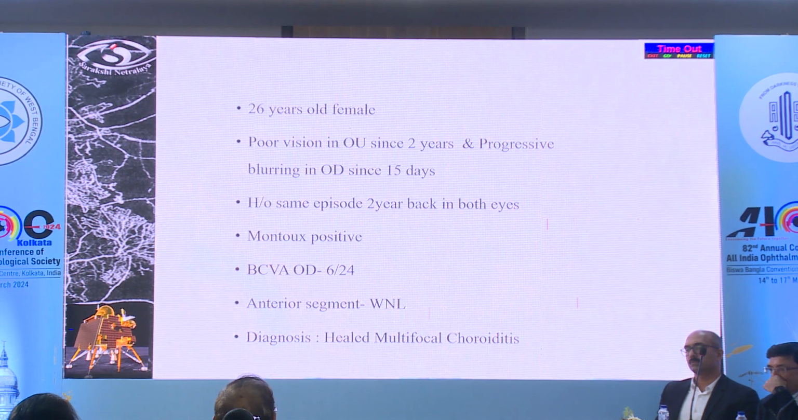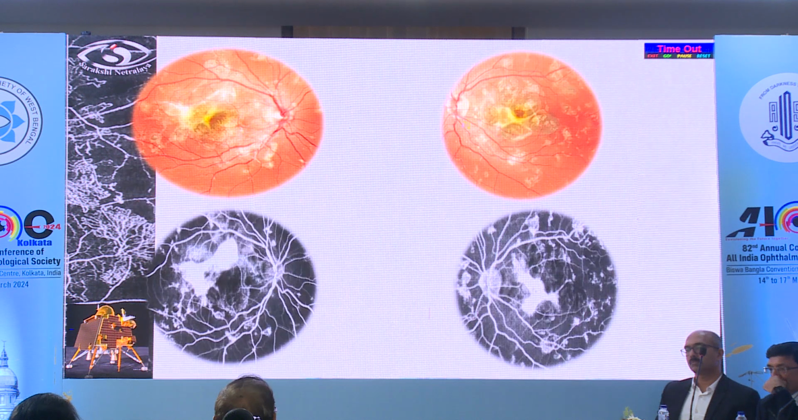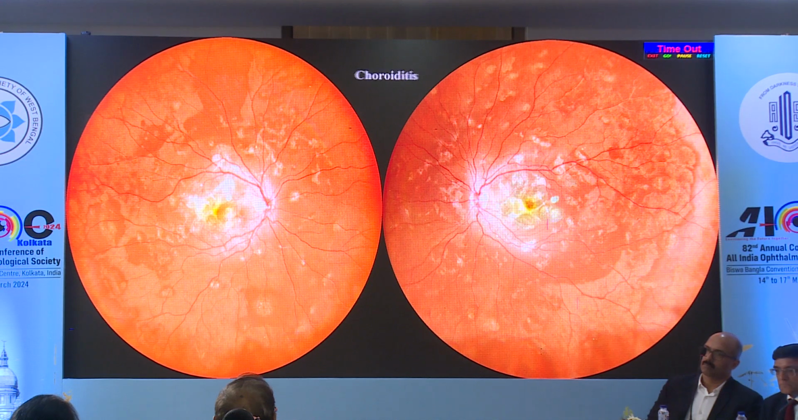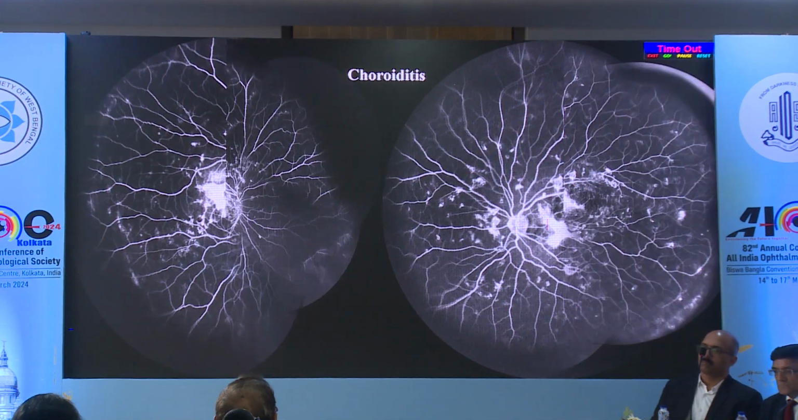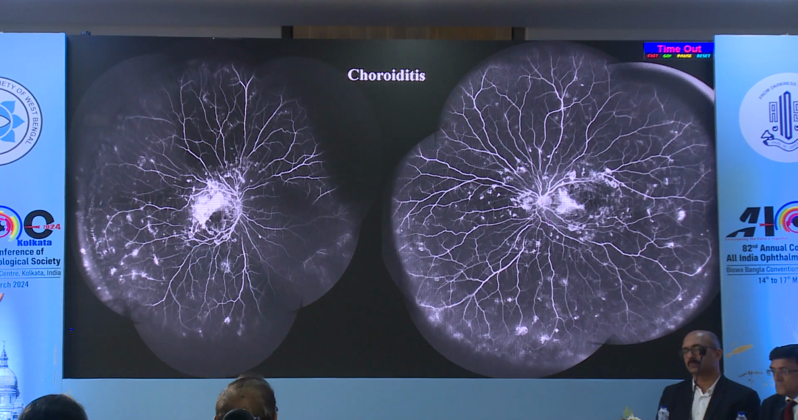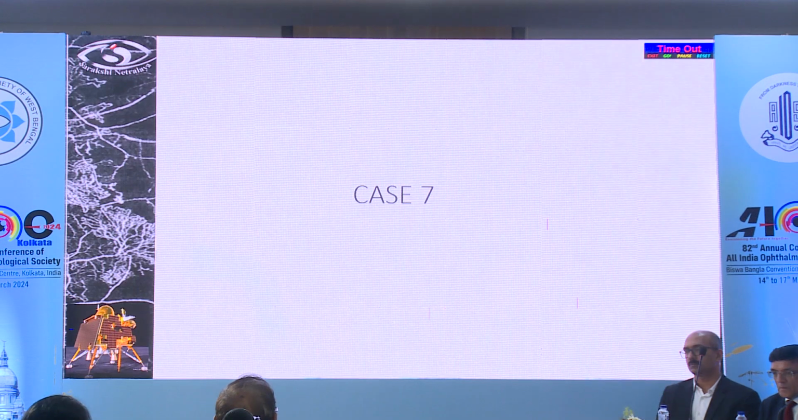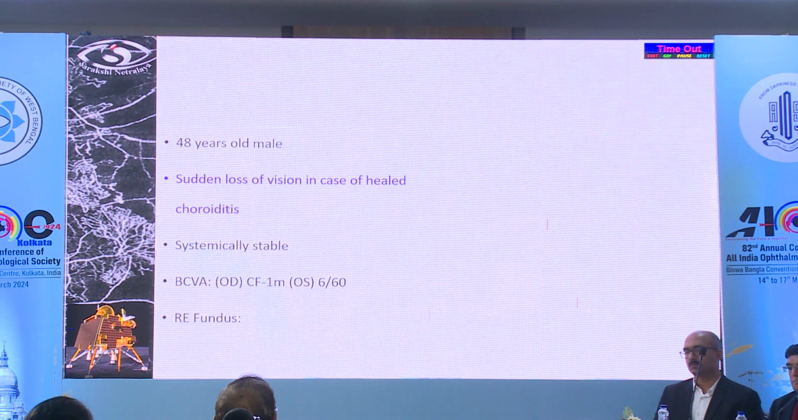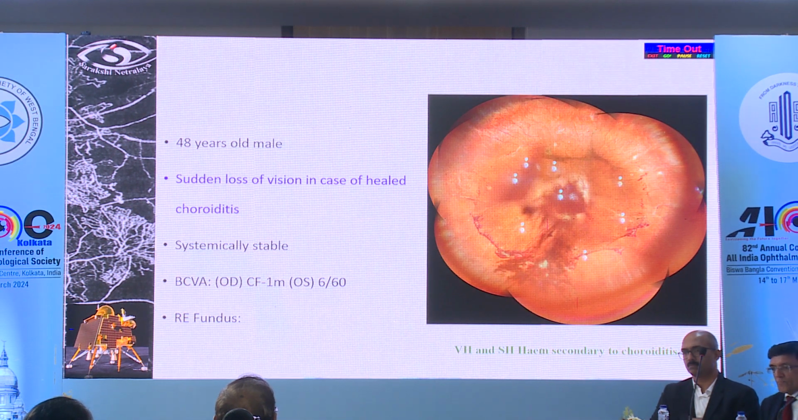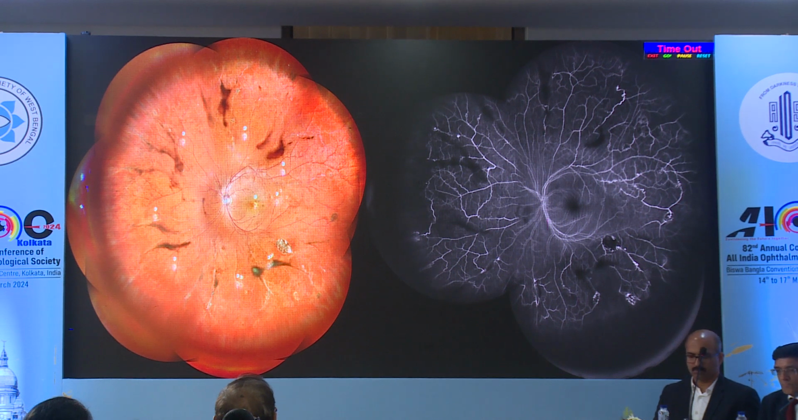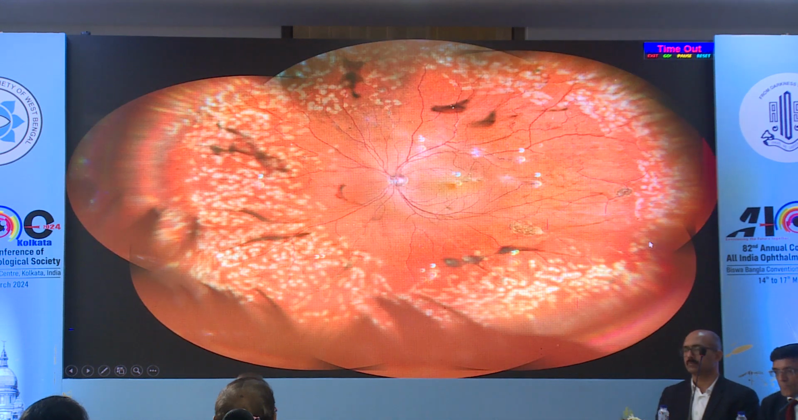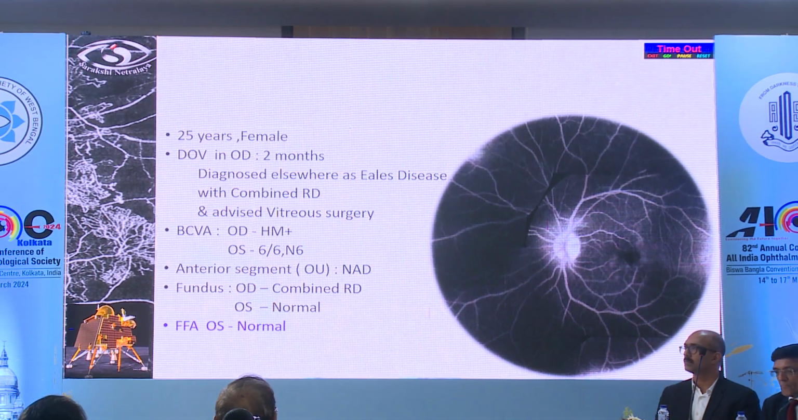This is a 26-year-old female who was Mantoux positive and had a healed choroiditis, but she complained of progressive loss of vision, which we could not explain on the basis of healed choroiditis patches. So we decided to do a fluorescein angiography, and we could pick up a peripheral dropout, and we had to treat her with laser along with steroids. Another case, a 48-year-old male, sudden loss of vision in a healed choroiditis. Through this hemorrhage, we could do an angiogram and we could see that there was a peripheral dropout which needed treatment.